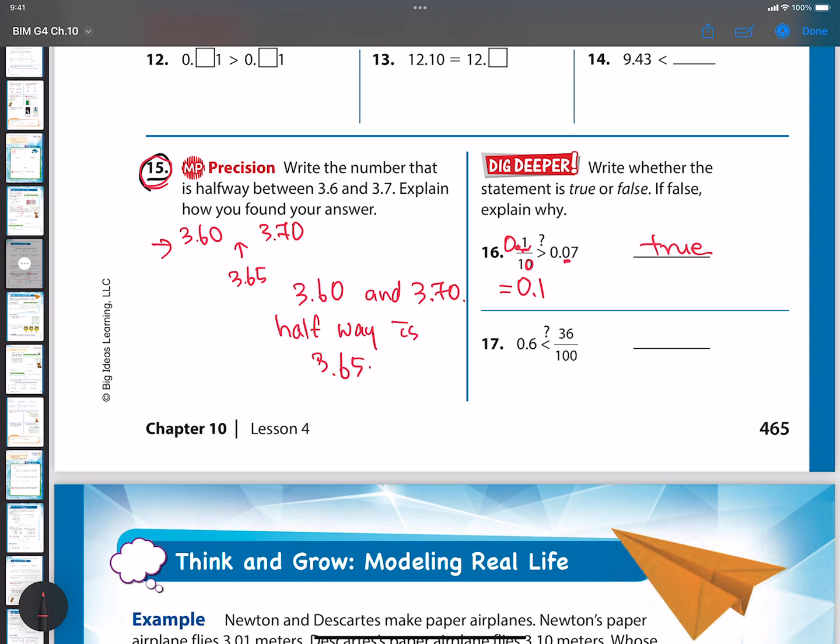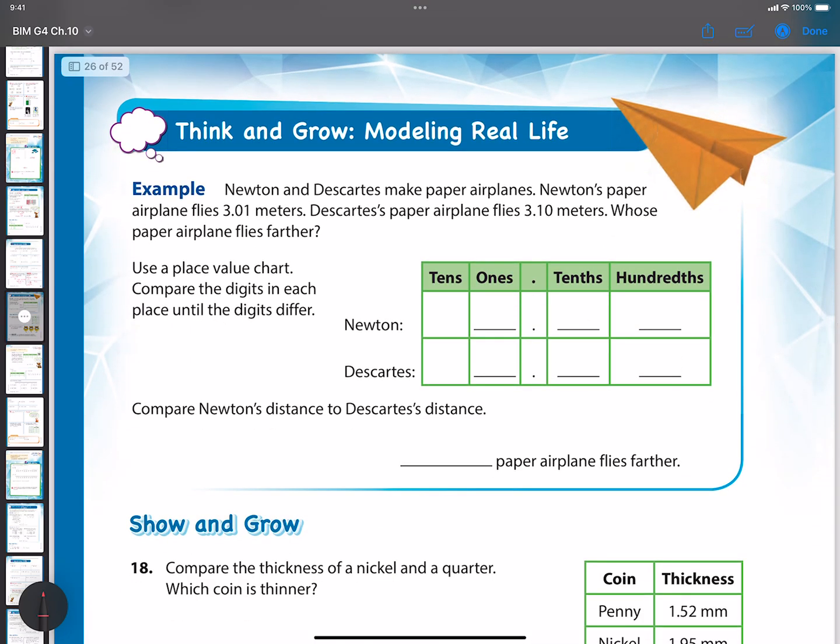All right, now what about number 17? 0.6, and I'm going to convert that into a decimal, 0.36. How? We have 2 zeros, 1, 2. So 0.36, right? So let's compare these tens because we have the same ones. So tens are what? 6 tens versus 3 tens. Which one is greater? Yes, so this must be greater, 0.6. So this is what? False. So we can say 0.6 is greater than 0.36. This is the explanation, right? Let's move on to our last page.